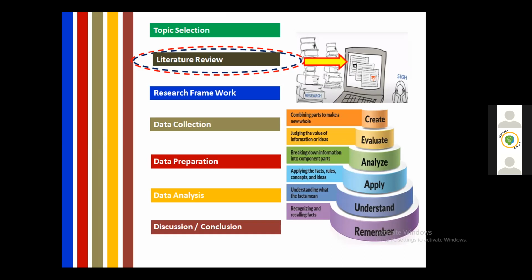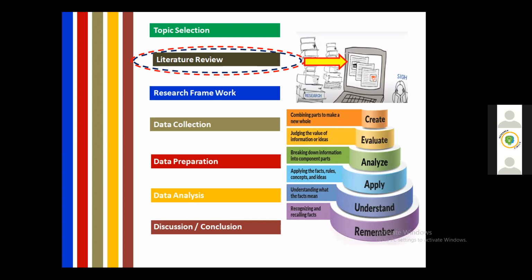The methods that you are following should be very specifically mentioned in the framework. So the framework gives the route map: where you are starting, how it is proceeding or progressing, and finally where you will reach. So that is the third stage.